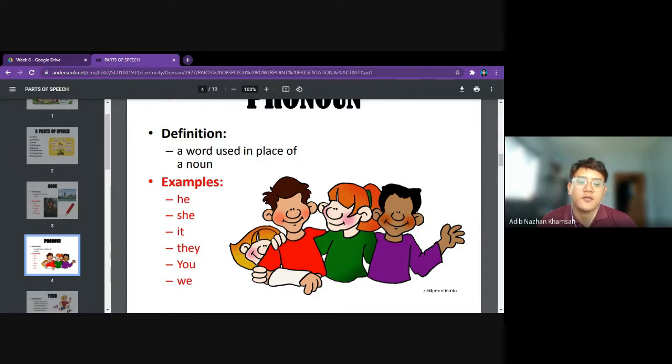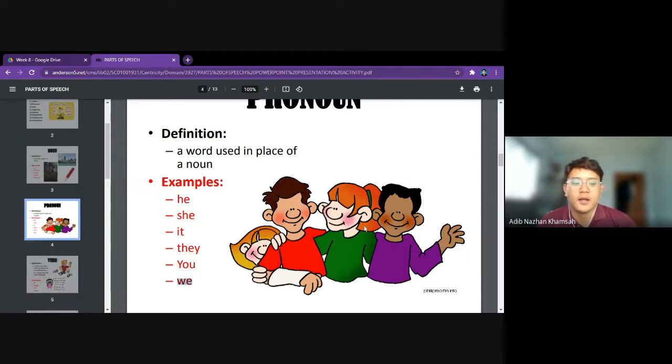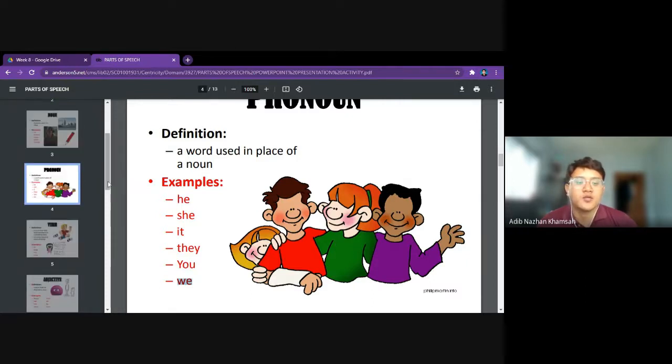It. For this one, we refer to animals or things. And thing, benda. Animals and things. Kita guna it. We don't use it kepada manusia. They, mereka, you, kamu, engkau, awak, we, kami, kita. So that is pronoun. I think I don't have to explain too much about this because this is very easy.